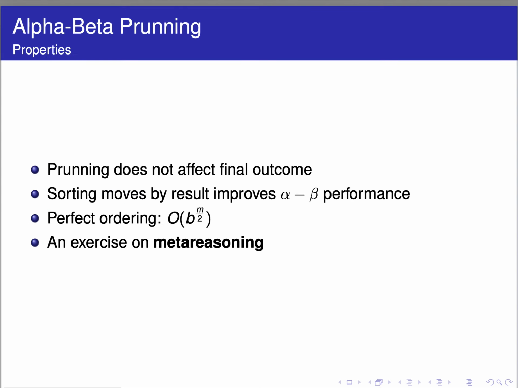Now, a few things about alpha beta pruning. Pruning does not affect the final outcome, so the Minimax algorithm will play the exact same moves. Sorting moves, like we saw in the last subtree, improves the alpha beta performance, and perfect ordering has a runtime of b to the m divided by 2, with b being the branching factor of the tree and m the levels. It's an exercise of meta reasoning, so reasoning about how we reason.